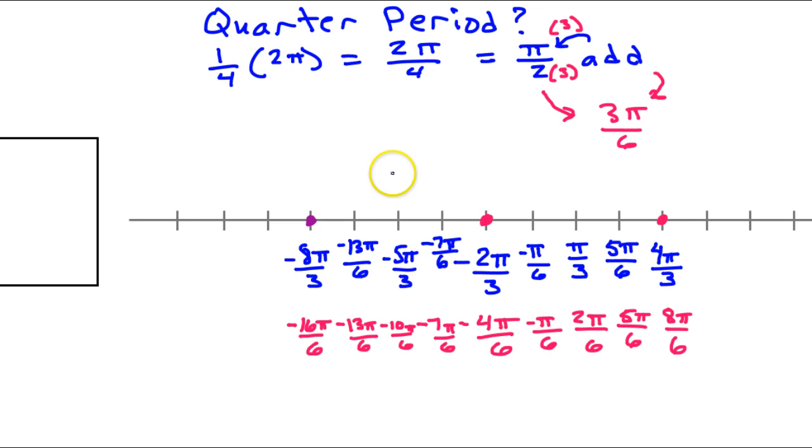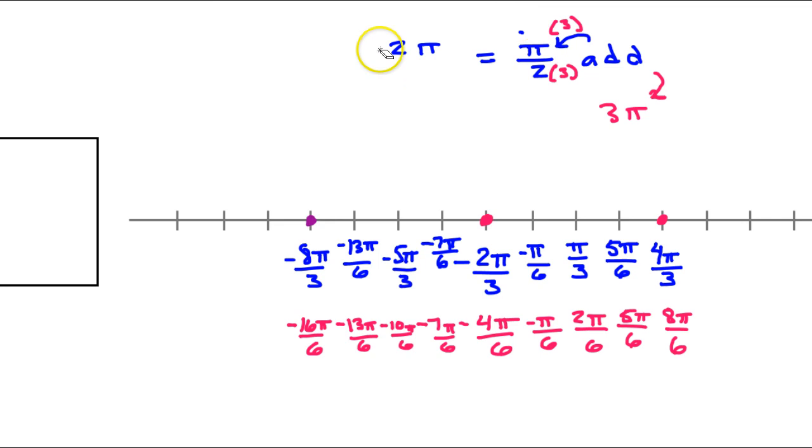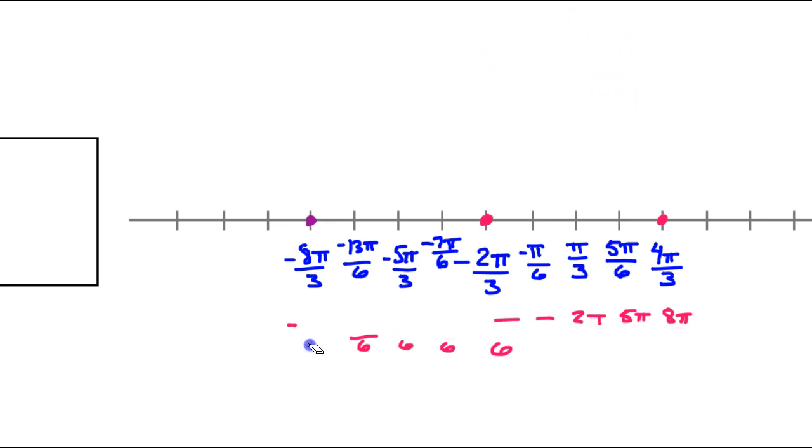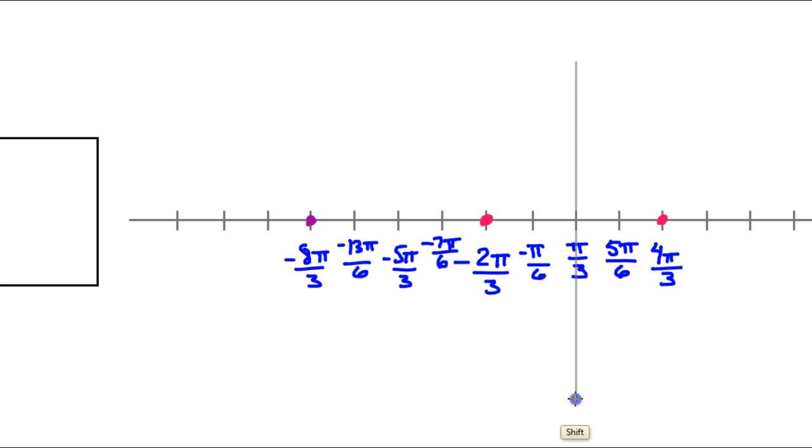Okay, now I'm going to erase all this work now because it's in my way. Now remember that right in the middle of each period there should be a vertical asymptote. So I'm going to put a vertical asymptote over here, and I'm going to also put one over here. Alright, so there should be a vertical asymptote over here. Okay, and that's going to be a dotted line.